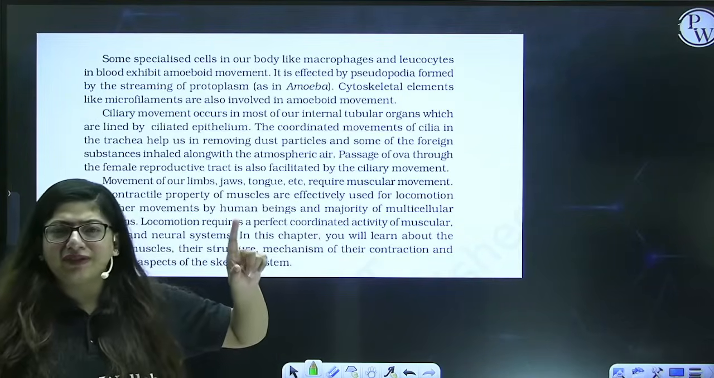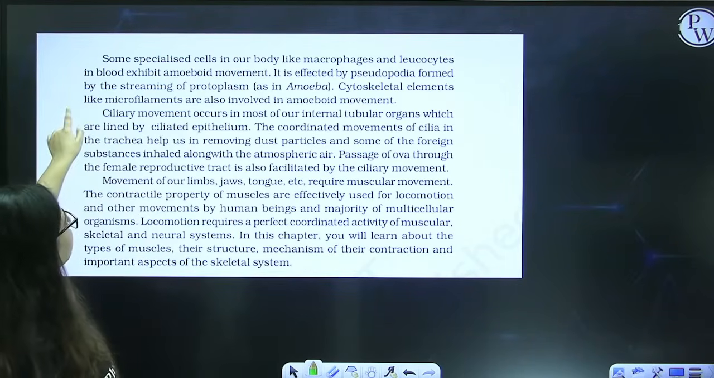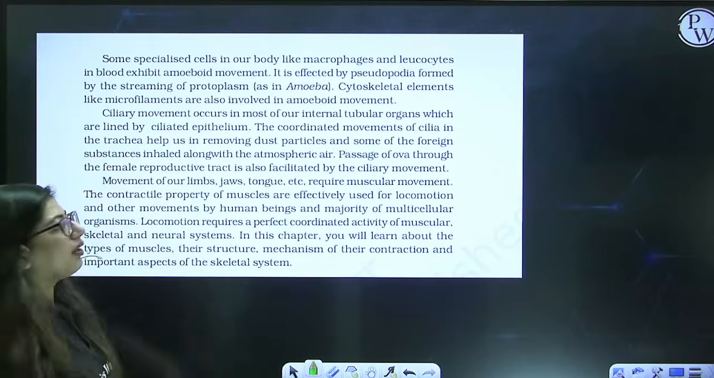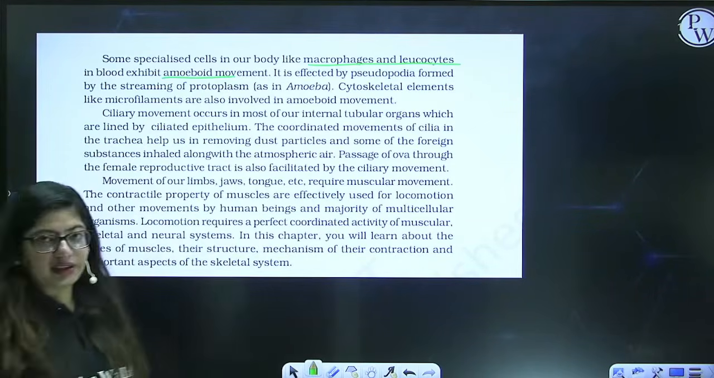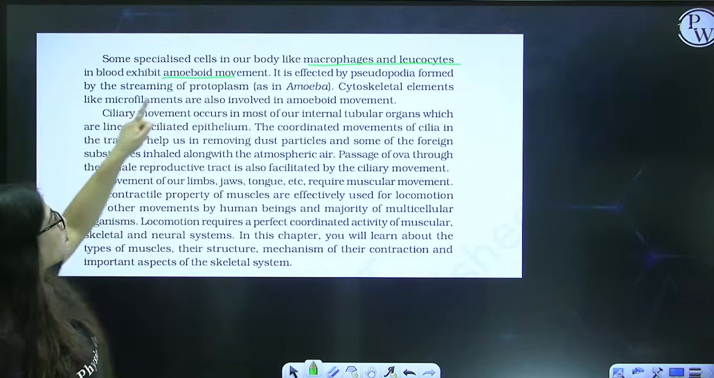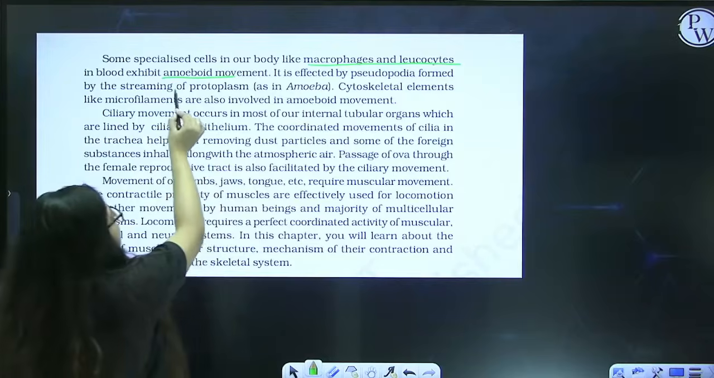We don't have to leave any paragraph. Some specialized cells in the body like macrophages and leukocytes in blood exhibit amoeboid movement. So as I've told you, what cells exhibit amoeboid movement? Macrophages and leukocytes. It is effected by pseudopodia formed by the streaming of protoplasm. Now how does amoeba move?